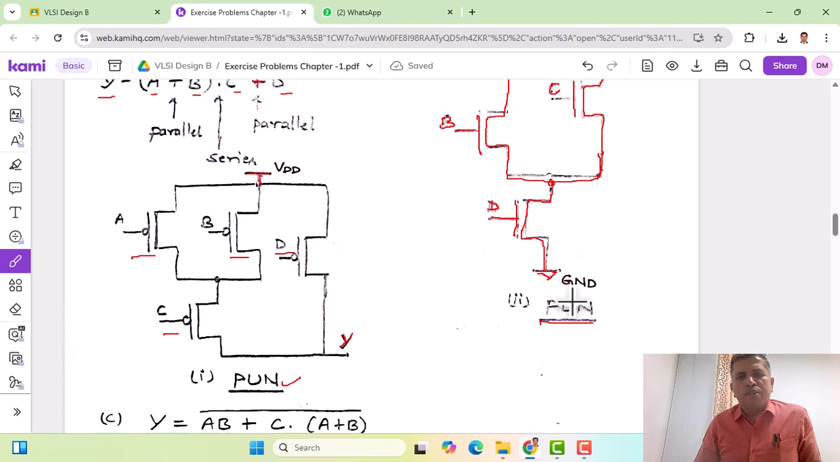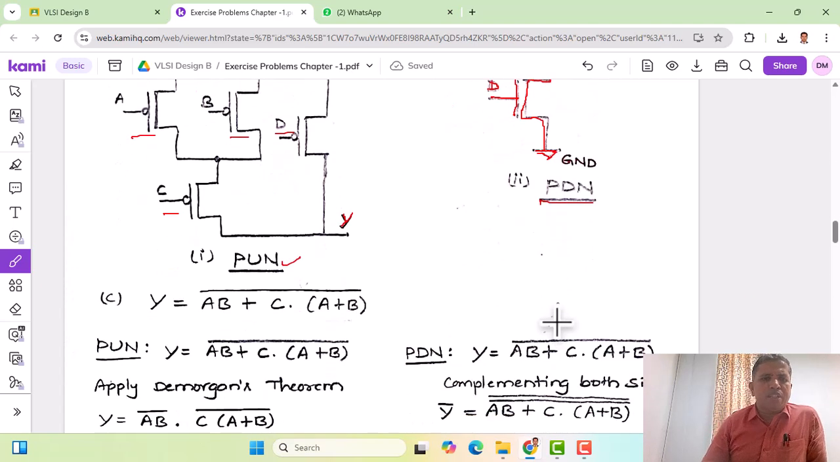Okay. So that's the problem. And next, let's move to the last one, a little more complex type of problem. This is because there are various terms here, as you can see. So Y equals AB plus C dot (A plus B), the entire thing complemented. Now let us write the CMOS structure for this.